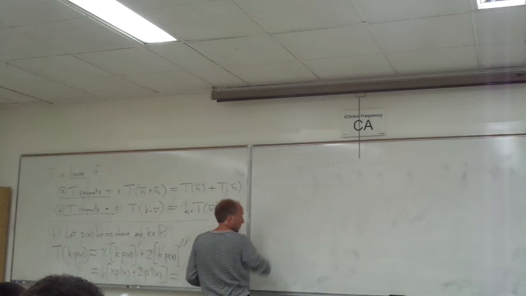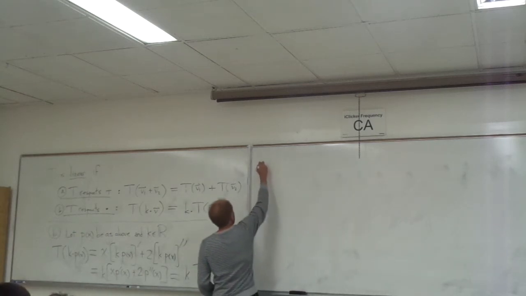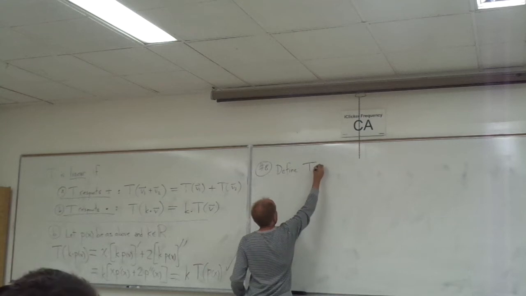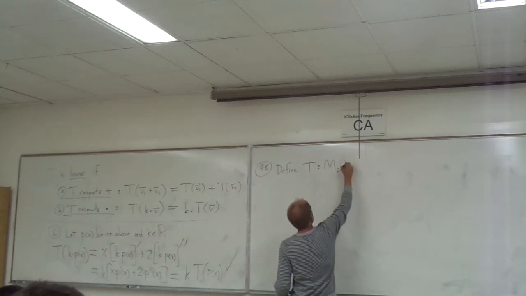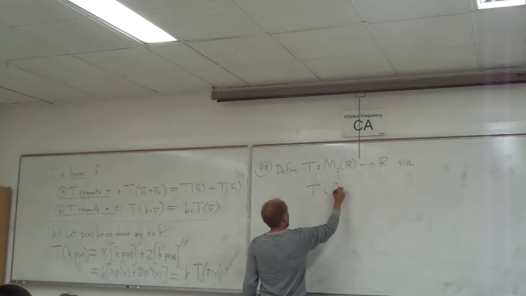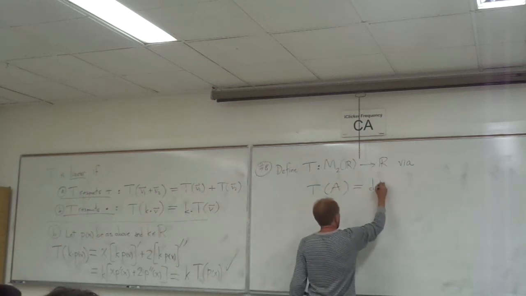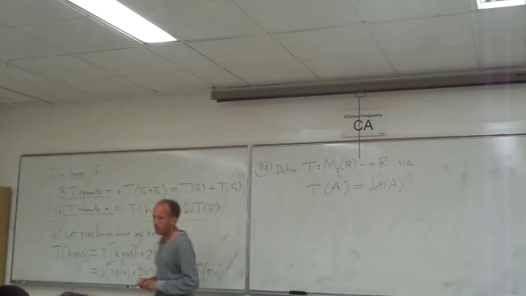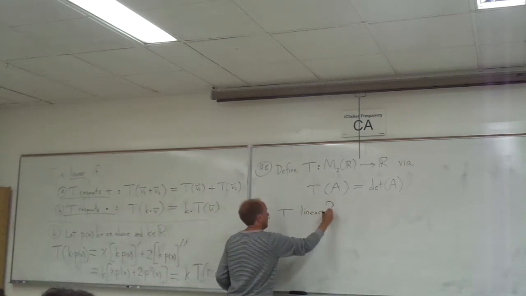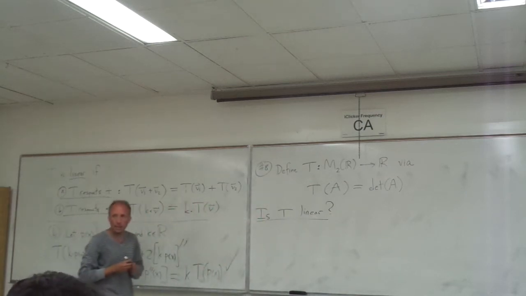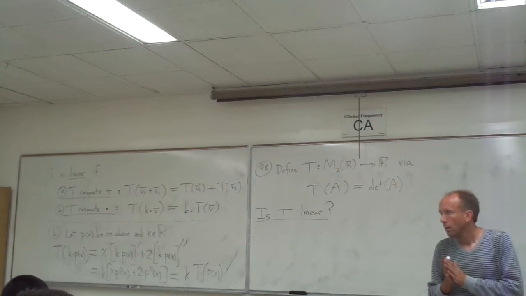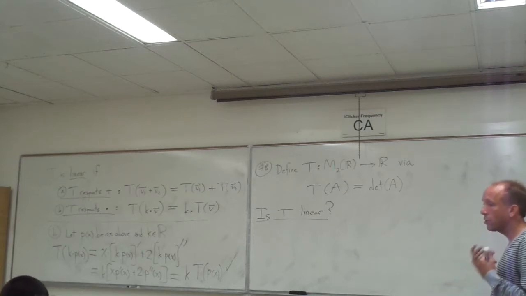Okay, so here's another example. What number am I up to? 8 already. Okay, number 8. I'm going to define T. Let's go from M2 of R to R via T of A equals the determinant of A. Let's take this. And then the question is going to be, is T linear? Is T linear? Okay. Does it respect addition? And does it respect scalar multiplication?